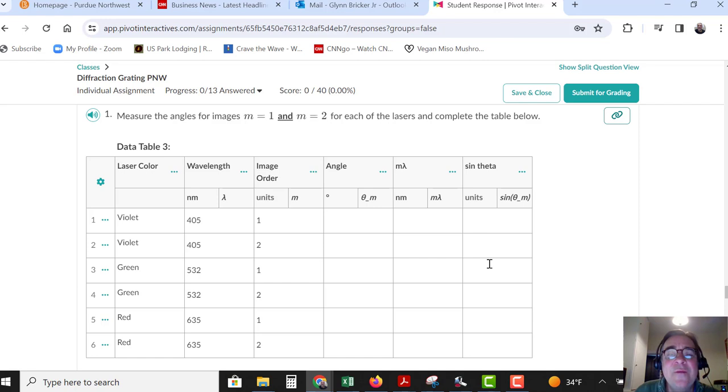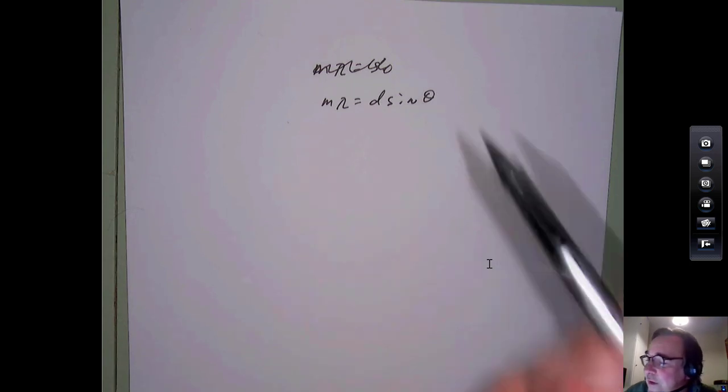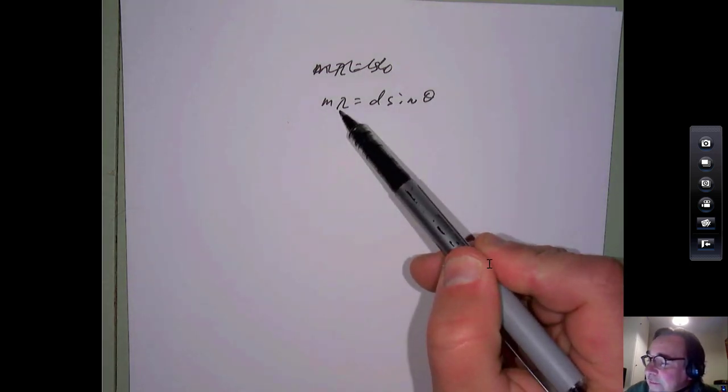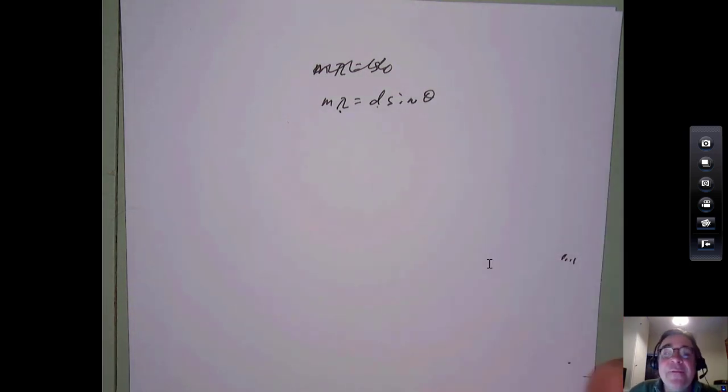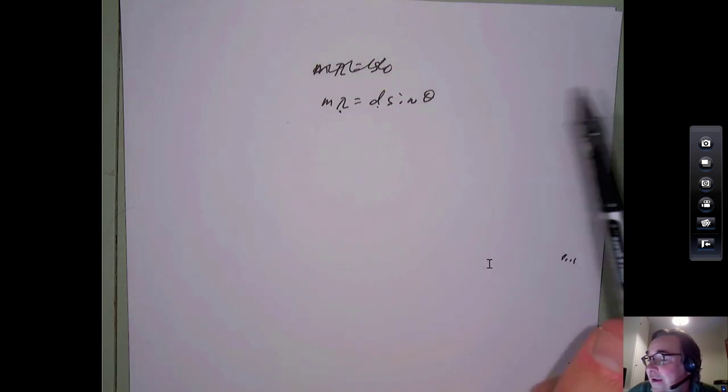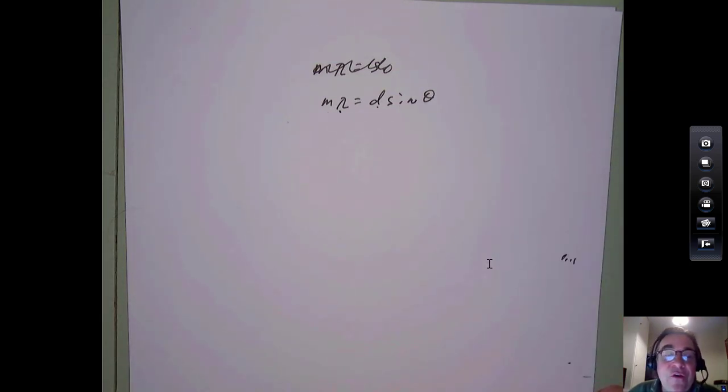Why do we need m times the wavelength? Why do we need sine theta? Let's take a look at that. Okay, so here's the equation we have. m times the wavelength is d times the sine of theta. And what we don't know is the value of d here. Now, if you wanted to, you have m times the wavelength, you have the sine of theta, you have several different measurements. You could go through for every single one of them, solve for d, and then put them all together and get the average.